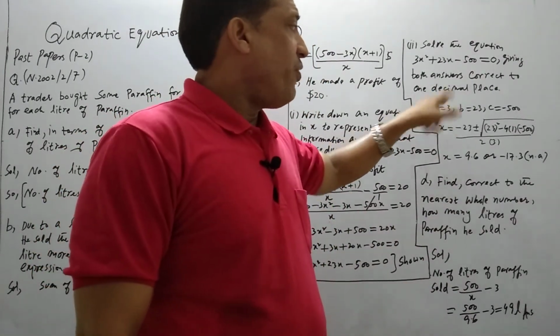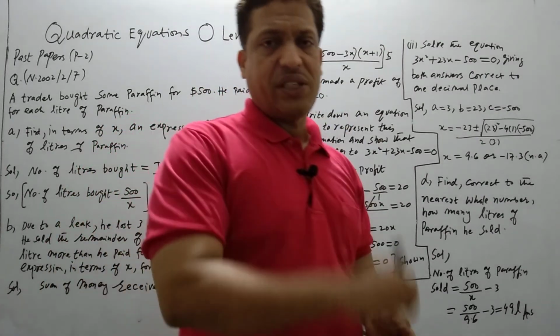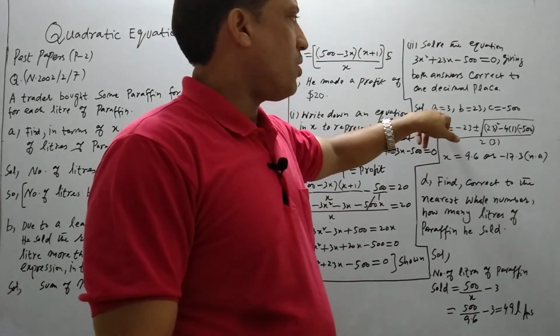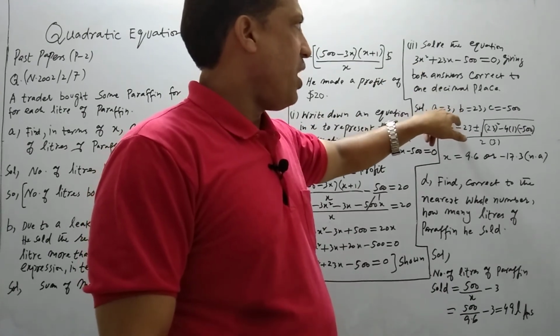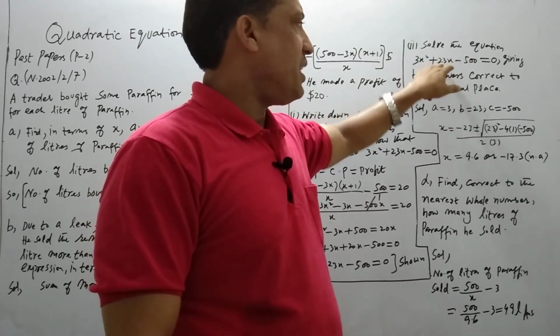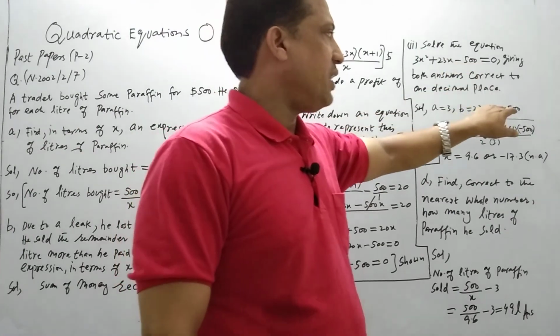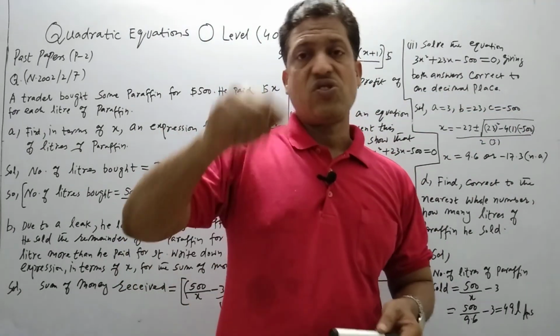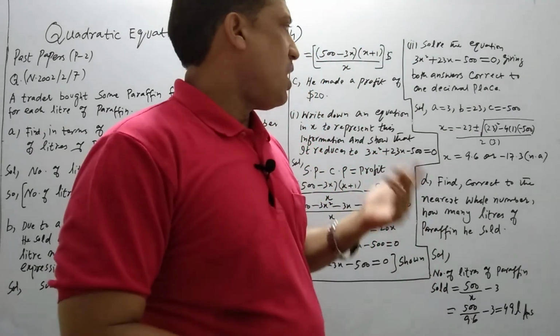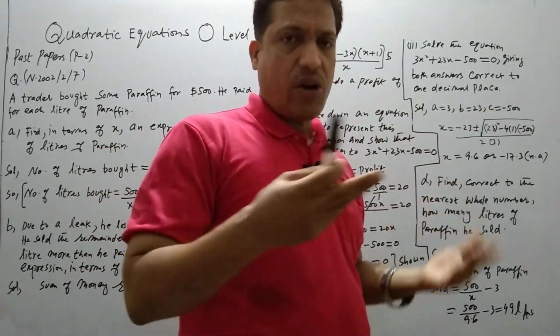So for a quadratic formula we need three constants a, b and c. What is a? The coefficient of x square, in this case, is 3. What is b? The coefficient of x, in this case, is 23. What is the constant? In this case it is minus 500. If the value is negative, we should write the minus sign. Now put these three values in the quadratic formula.